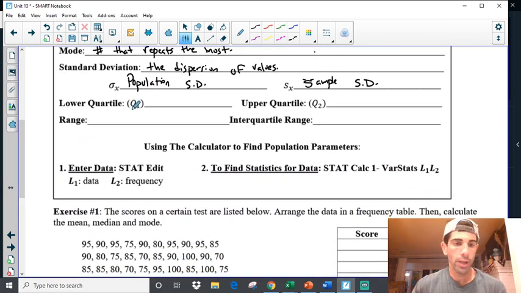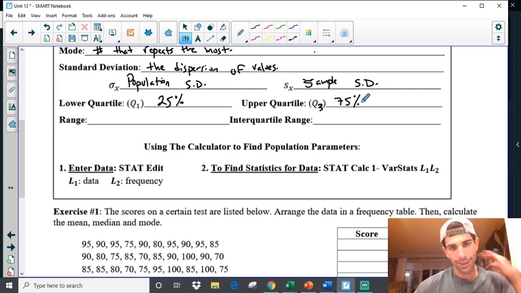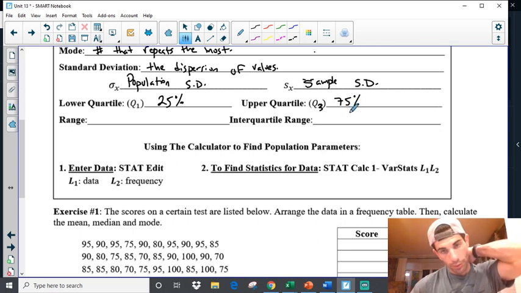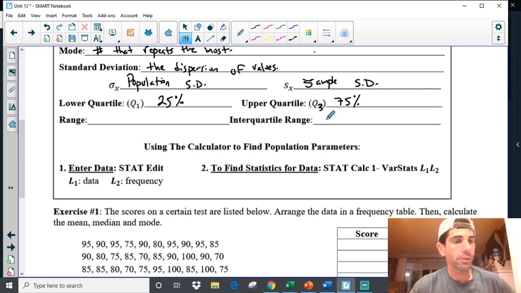Your lower quartile is Q1, and that represents 25%. That's the 25th percentile, which we'll get into a little bit later. The upper quartile, Q3, is at 75%. That's the 75th percentile, so that represents where 75% of the data is. Your range is the largest minus your smallest point, so your max minus your min. Your interquartile range is the third quartile minus the first quartile.